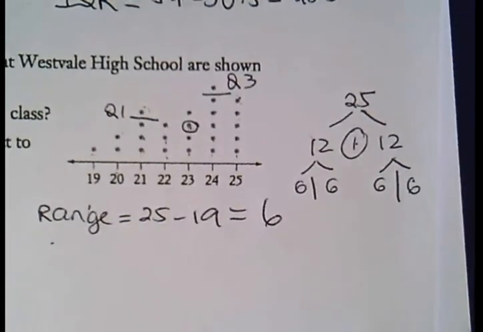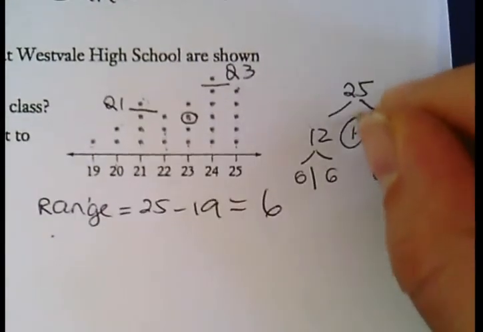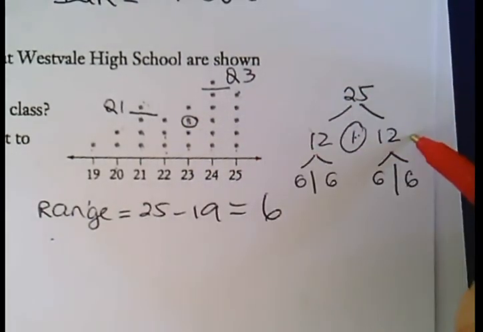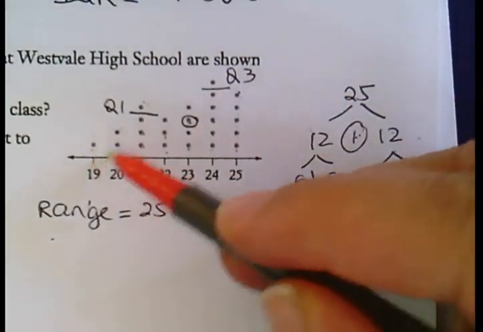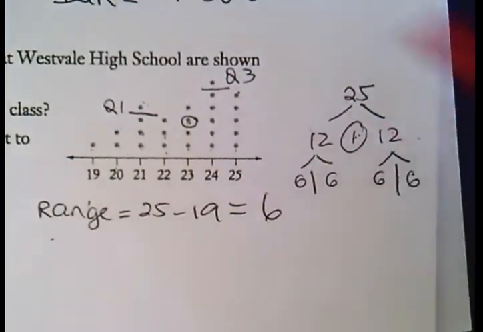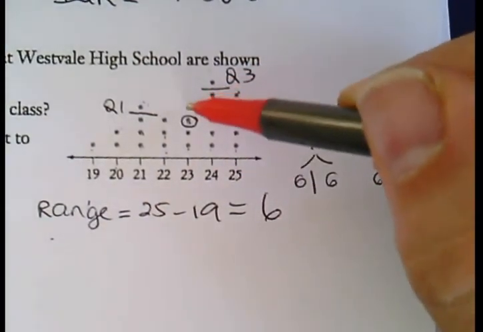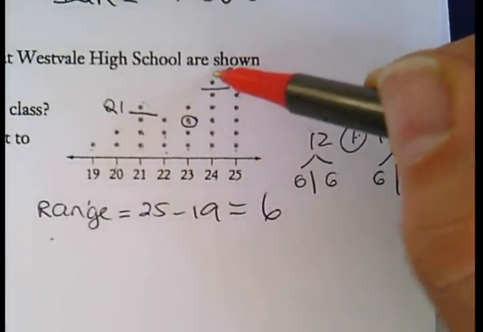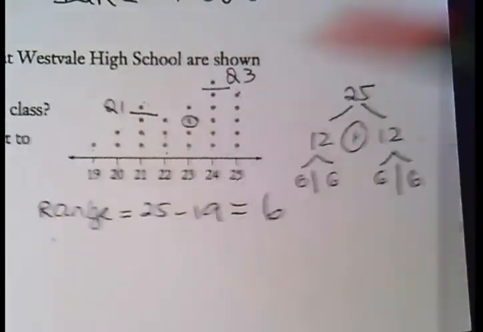With my median, which is circled, it is not counted in the 12 on either side because there are 25 dots. I've got 12 dots before the circle and 12 dots after the circle. So after the circle, I go 1, 2, 3, 4, 5, 6, put a line. You check that there's 6 after it. 1, 2, 3, 4, 5, 6 after it.